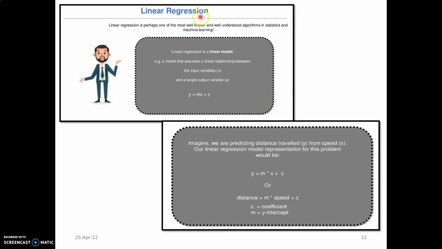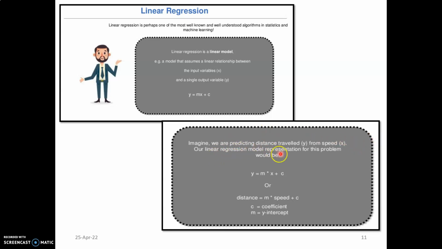Next, one more example for linear regression. Linear regression is perhaps one of the most well-known and well-understood algorithms in statistics and machine learning. Here, linear regression is a linear model that assumes one input variable x and one output variable y, that is y equals mx plus c. Imagine we are predicting the distance travelled, denoted by y, from speed x.